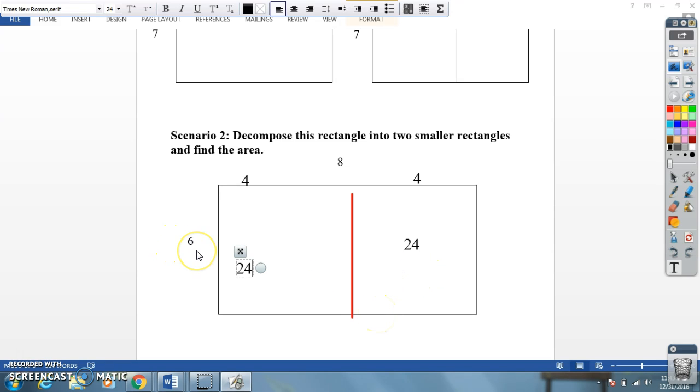So if you didn't understand 6 times 8, and you thought it was too difficult, you know that you can always divide rectangles in half, distributive property. So, and we know 24 plus 24 equals 48. That's area with distributive property.